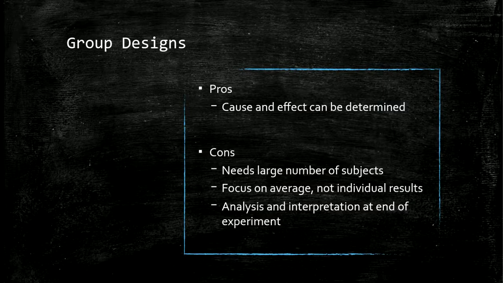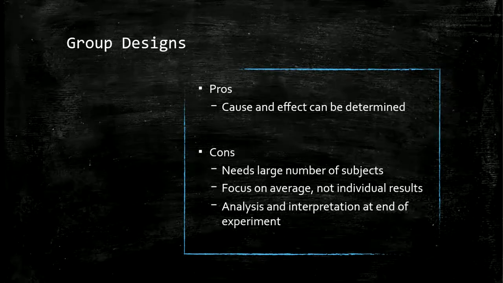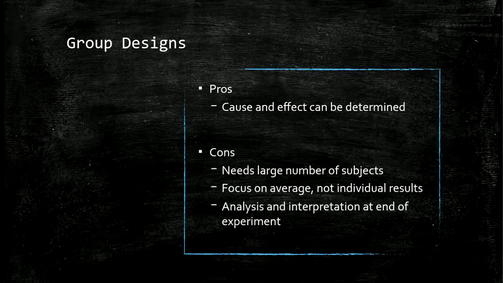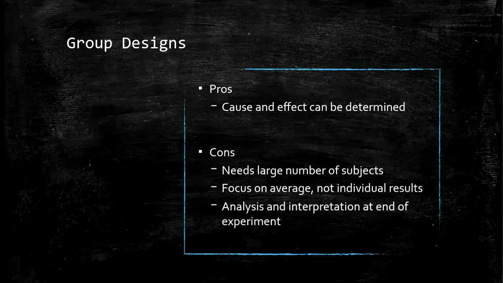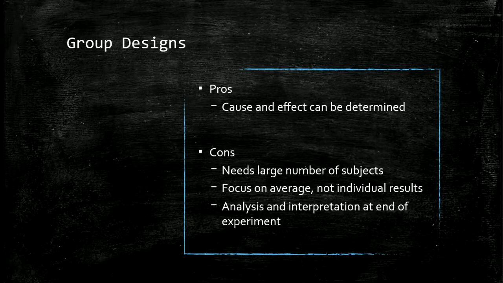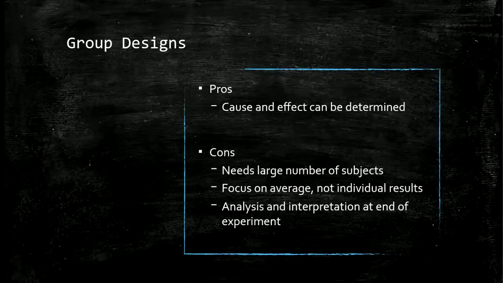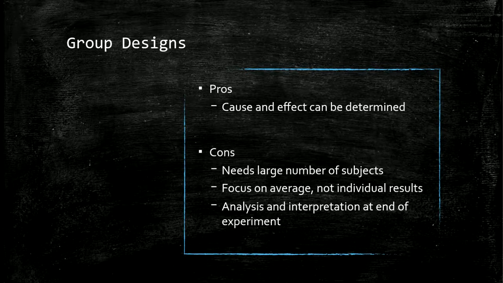The pros of group designs: they do allow you to determine cause and effect. You can say that, for instance, your job training intervention did cause more people to get jobs. The cons of group designs: you do need a large number of subjects. You have to do your experiment on a large number of people, and the more people in your experiment, the more confident you can be in saying that one thing caused the other. When you have a small number of people, you can't make those kinds of conclusions with as much confidence.